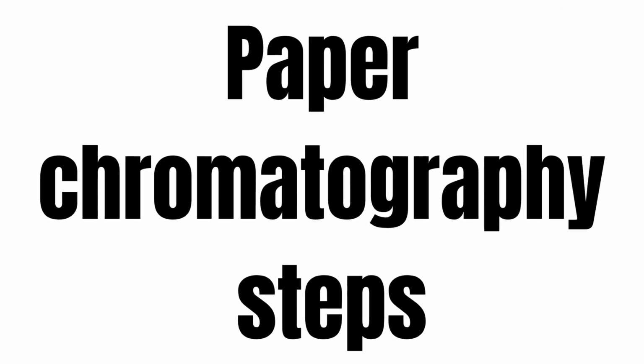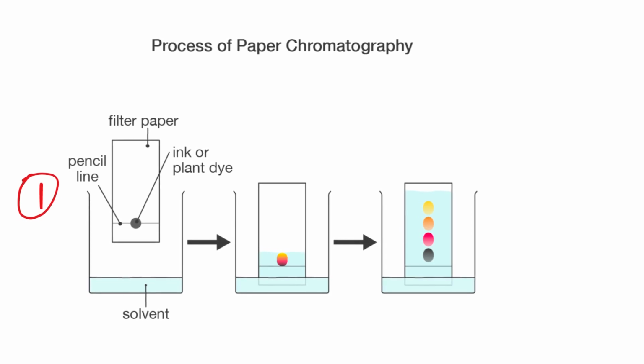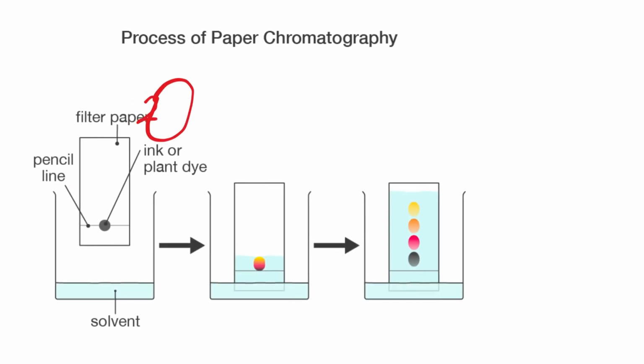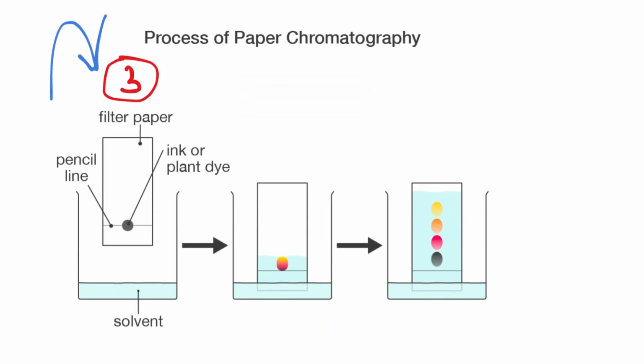Paper chromatography involves several steps. As the first step, you can take a filter paper and draw a line to indicate the baseline. Then you can add the ink, which you assume contains different compounds, to the baseline. Next, you can add a solvent to a beaker. This can be ethanol or water.